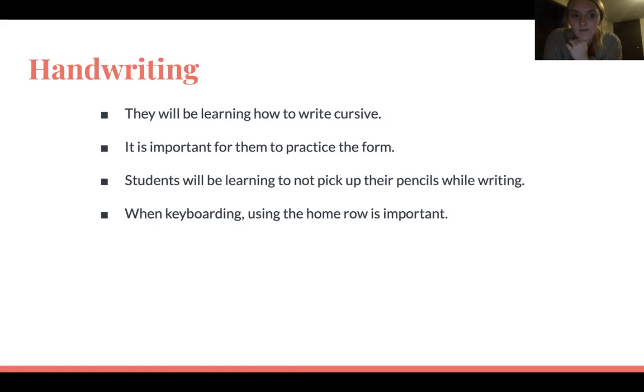This doesn't really go under handwriting, but keyboarding, this is when students are using the home row. So my students will be going to keyboarding class, and it's going to be important to put their fingers on the home row, I don't know if you can see, so that they can always go back to the home row.